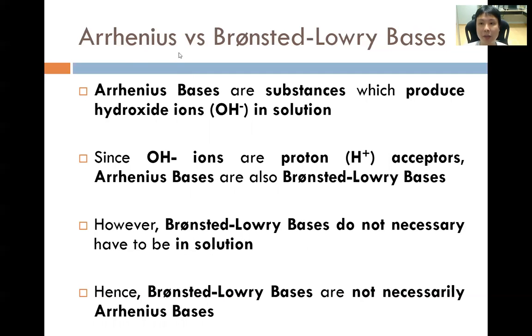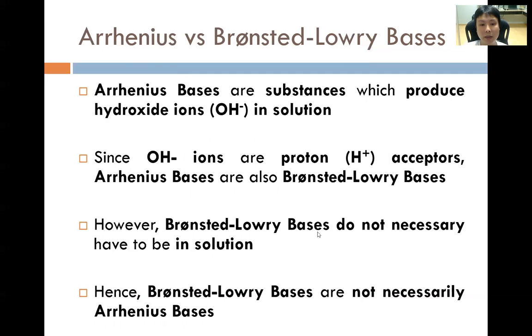Comparing the Arrhenius definition of bases versus the Brønsted-Lowry definition of bases, Arrhenius bases are substances which produce OH- ions in solution, and OH- ions are actually proton acceptors, right? Because an OH- ion can actually accept an H+ ion to form water. And therefore, Arrhenius bases are also Brønsted-Lowry bases.